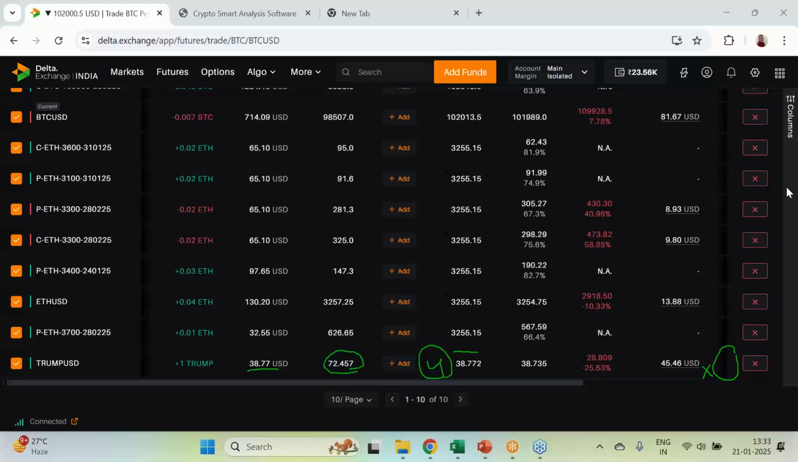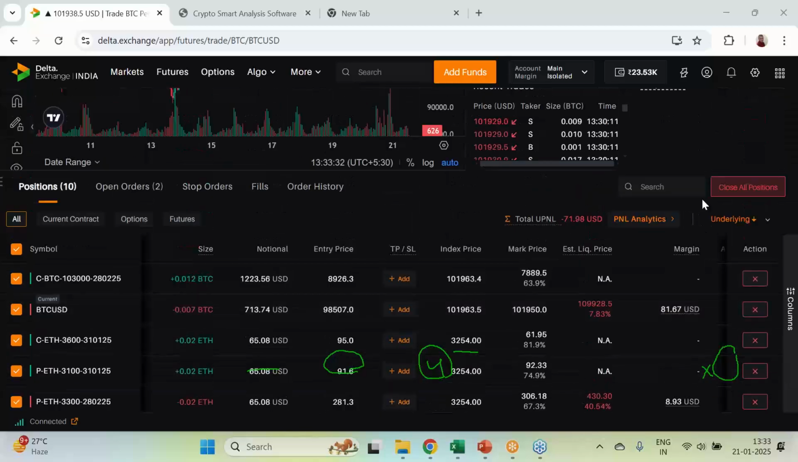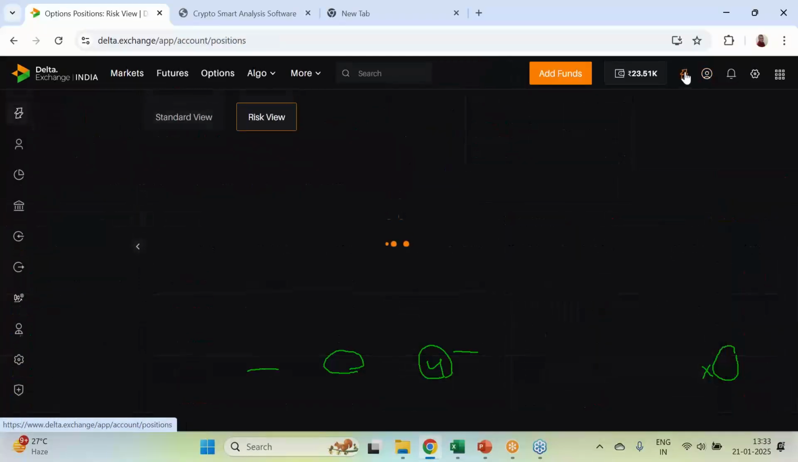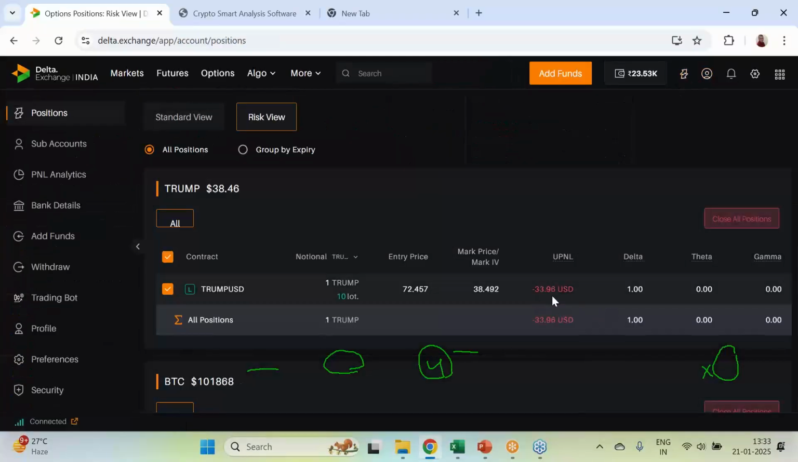I don't want to close this position. So what is the margin? 45. This is in the margin, not debited. So what is happening here? If you go to the profit and loss segment, I have $34 in losses. However, the position is standing with the margin.